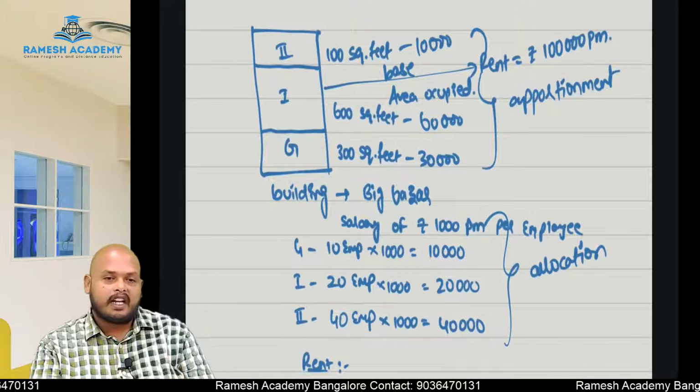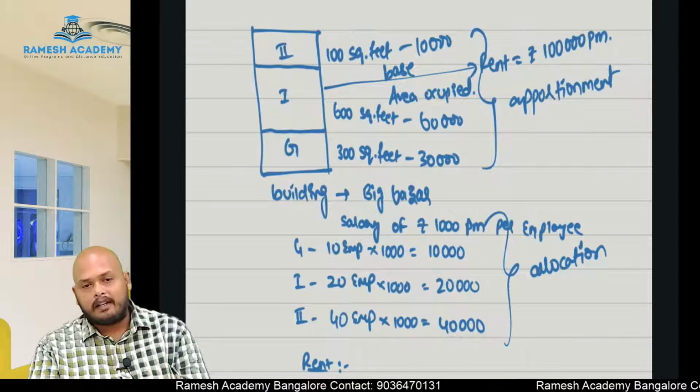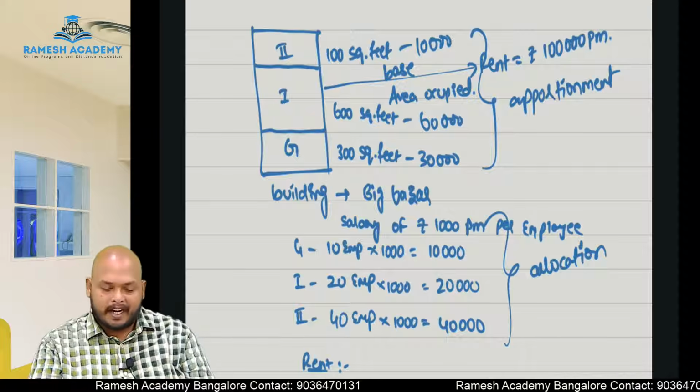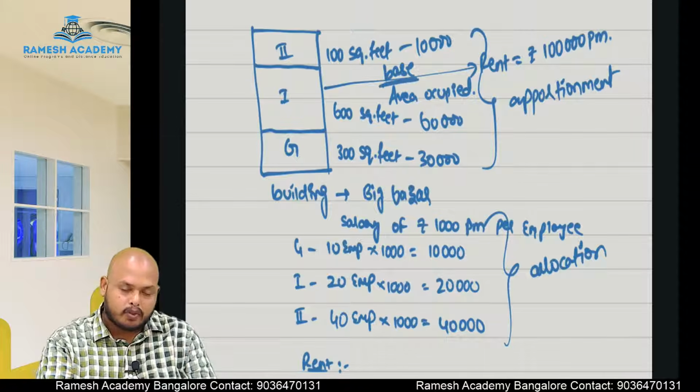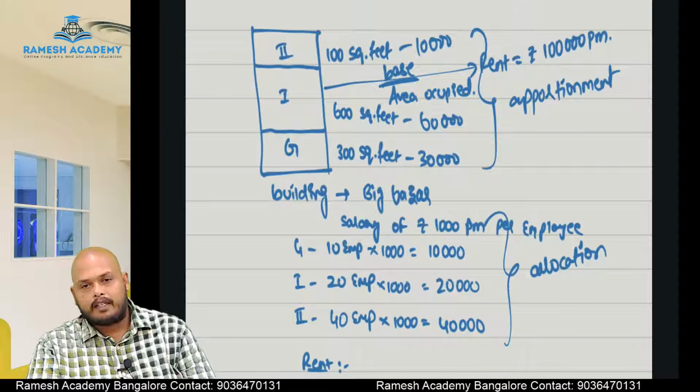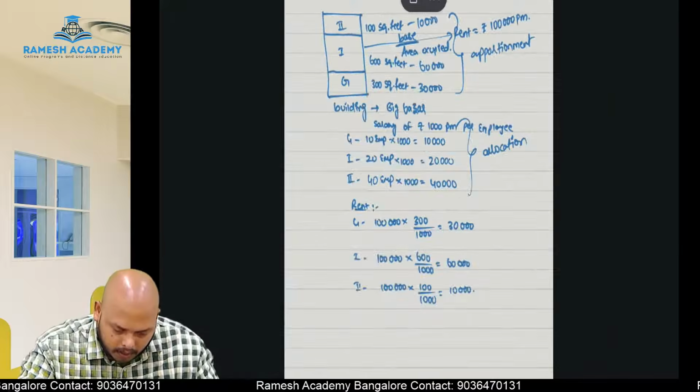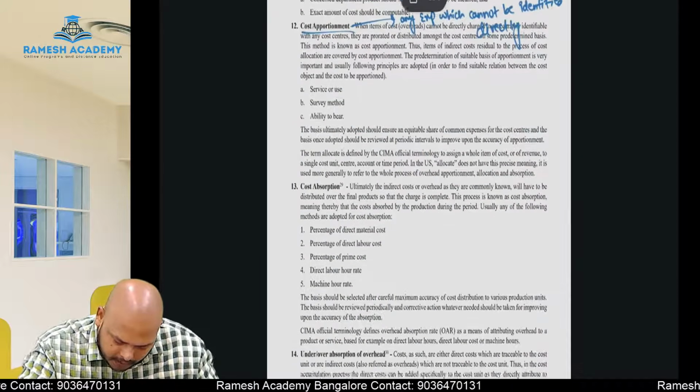This is the clear-cut example of what can be identified directly and what cannot be identified directly. Anything which cannot be identified directly, compulsorily we require a base to apportion that. What is the base we are using here? Area occupied. That is called apportionment. Okay?